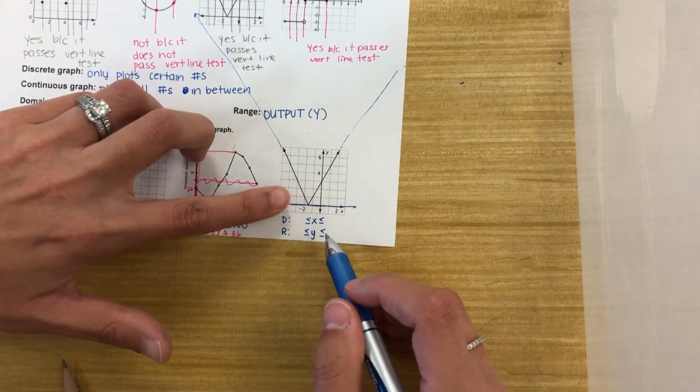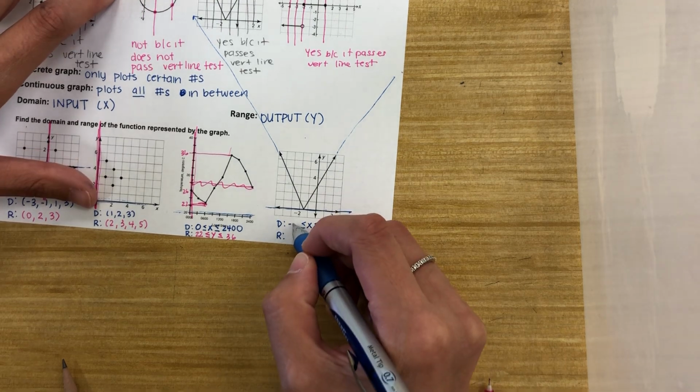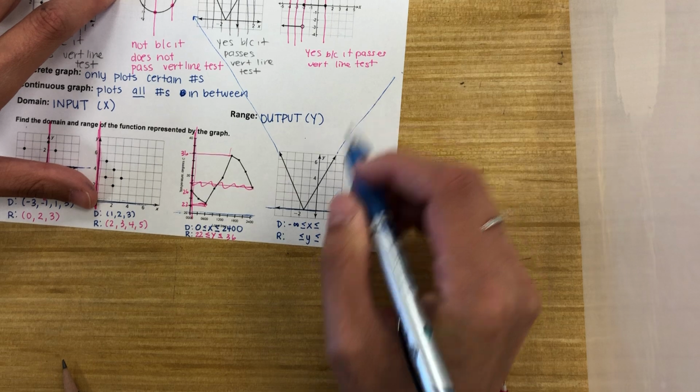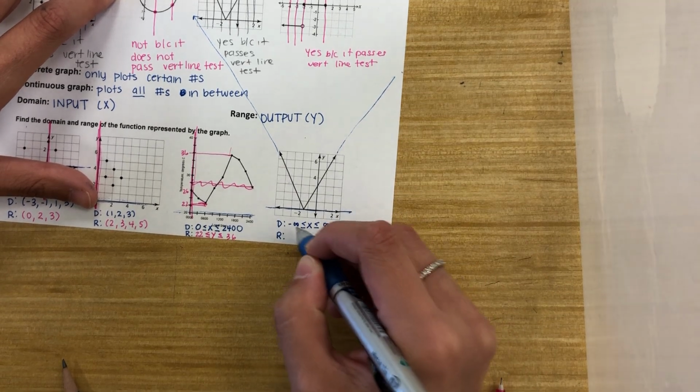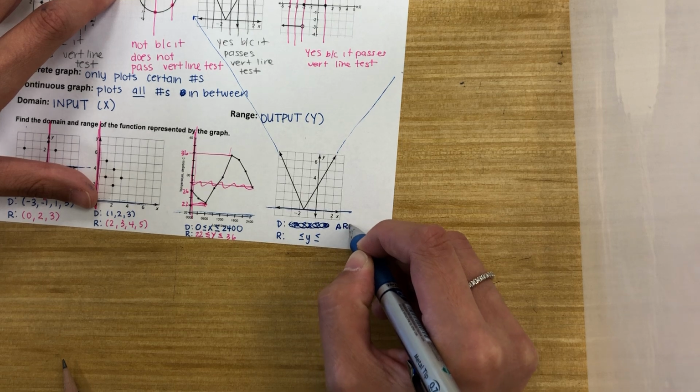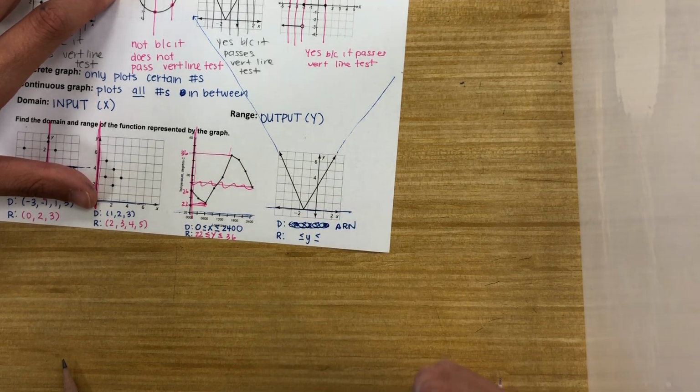Okay, domain keeps on going to the left, left, left, so it basically goes to negative infinity. If it keeps on going to the right and keeps on going, it goes to positive infinity. When you have infinity on both sides, you write all real numbers. Every real number is in the domain.